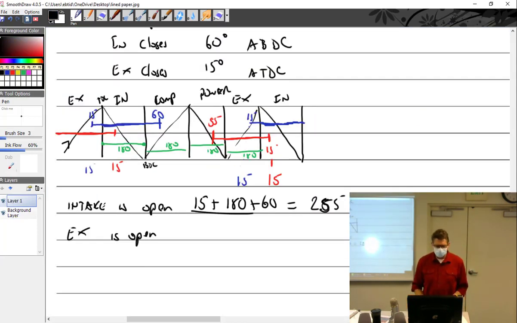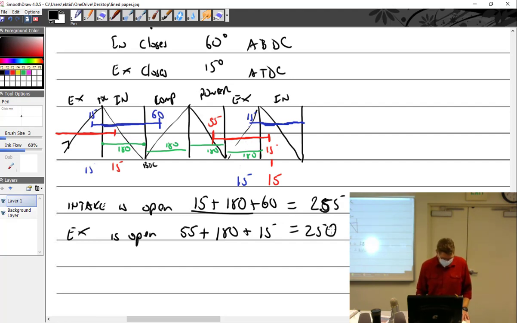So, exhaust. How many degrees is the exhaust valve open? 250. He's got 250 because 55 is 5 less than 60. 55 plus, easy math. But yeah, 55 plus 180 plus 15, plus 15, so it's 250. All right. Smart guy. No, that was good, actually.